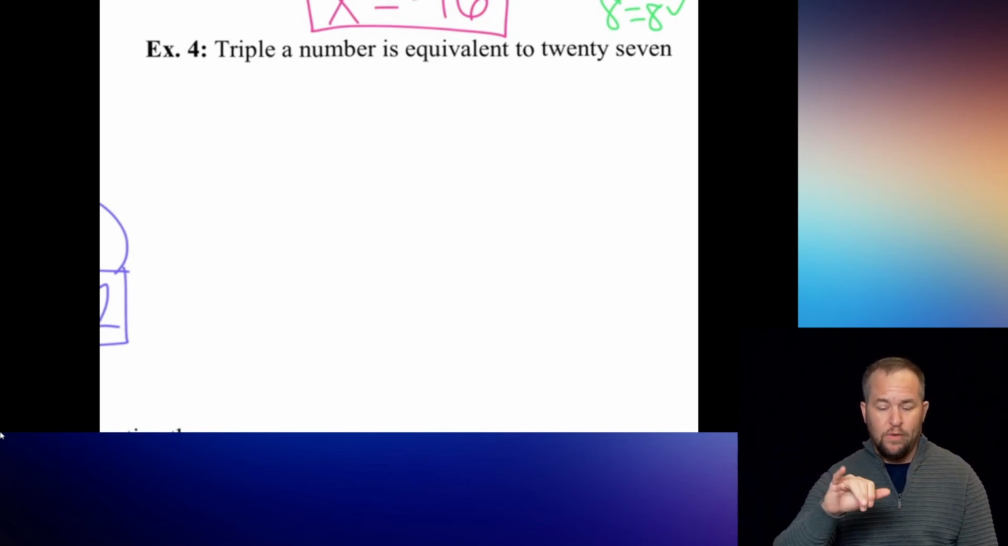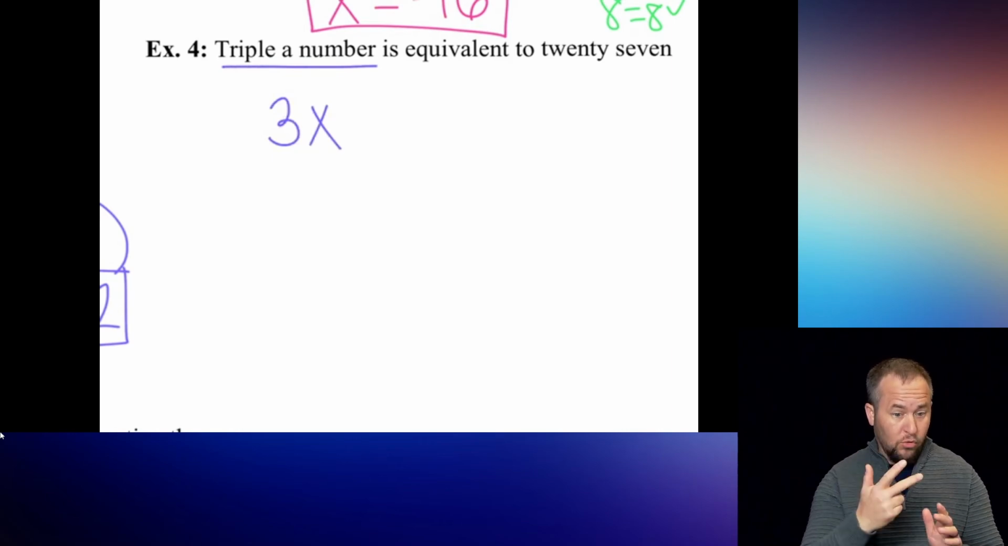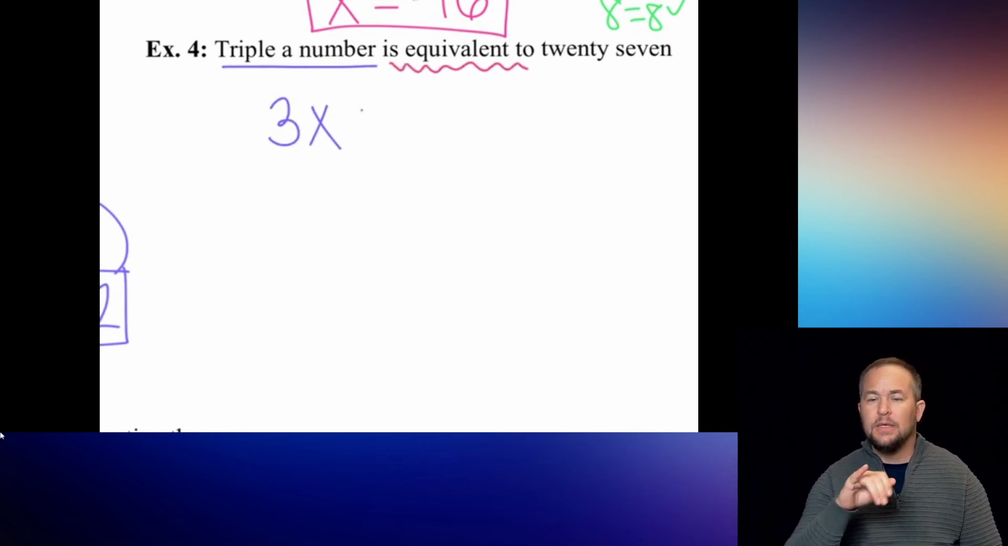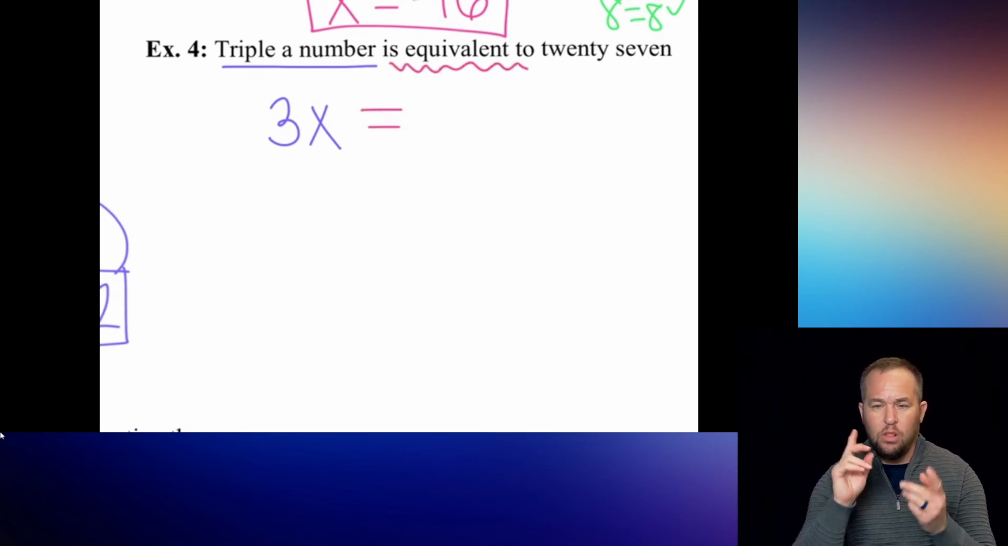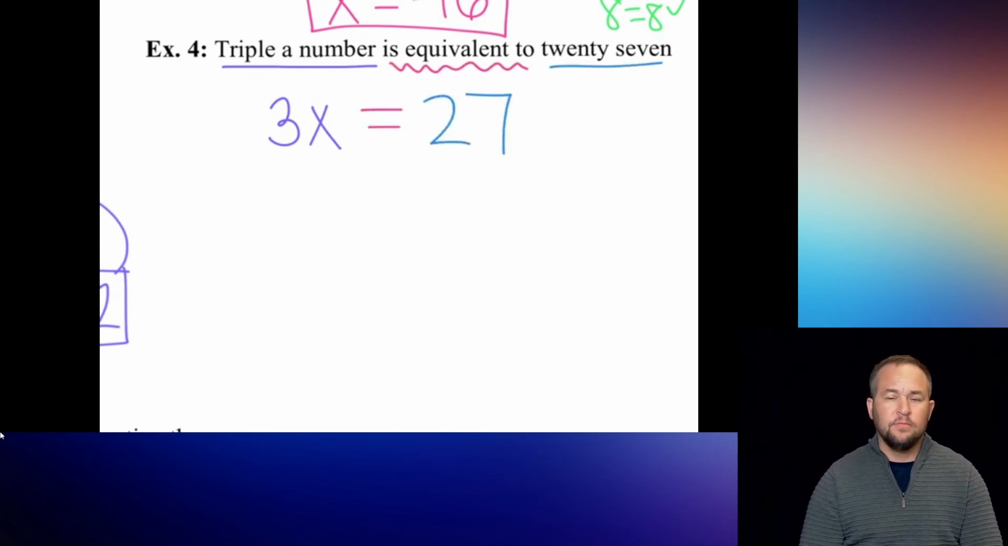All right, and then one more example: triple a number is equivalent to 27. Okay, so if I'm tripling a number, I know that that's like 3x. And obviously it says is equivalent to, which is the same thing as equals. And then my last thing is 27. So triple a number is equivalent to 27. I set it up correctly.